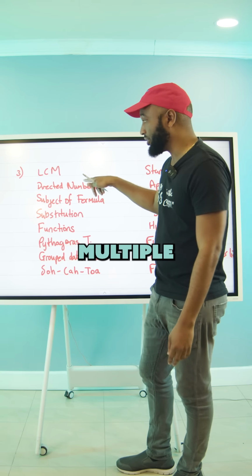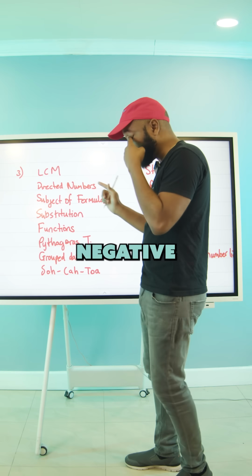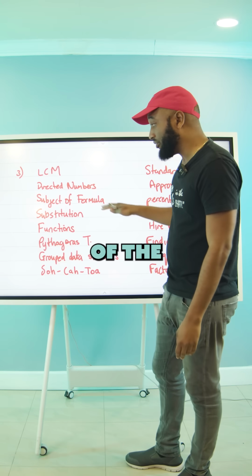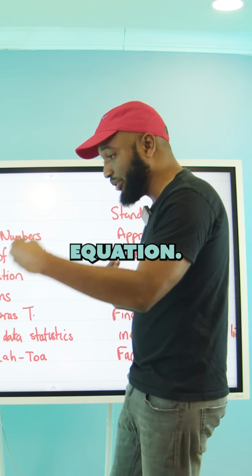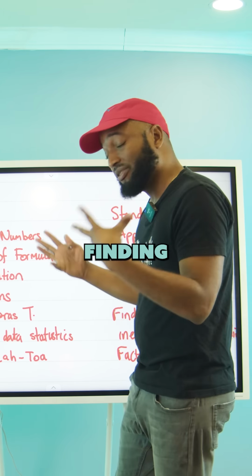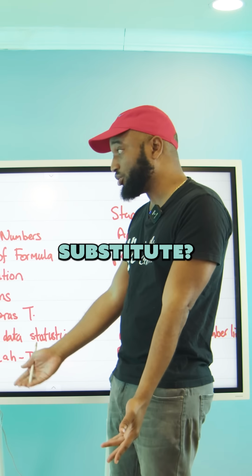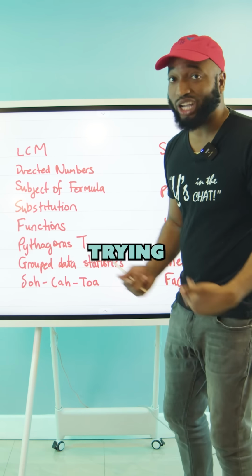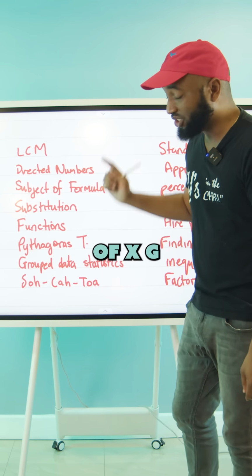LCM, lowest common multiple, finding it with fractions. Directed numbers, negative numbers, knowing how to use negative numbers in different operations. Subject of the formula, also transposition, moving things across the equation, letters, numbers, finding the subject of the formula, very important. Substitution, can you substitute? All of these are the easy topics that you must know if you're trying to really get over that hurdle of passing maths.